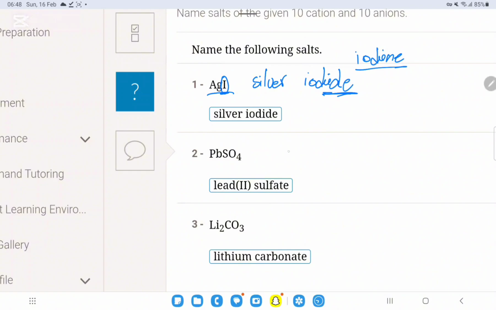Pb, SO4. Pb is lead. They told us in school that when we write lead, we always have to put the bracket and write II for it. And SO4, we know from the other question, it's sulfate. So lead, Roman numeral 2, sulfate. You also need to know spelling.